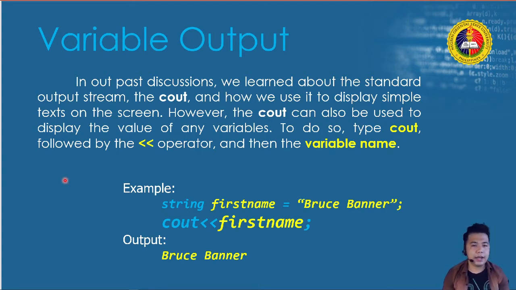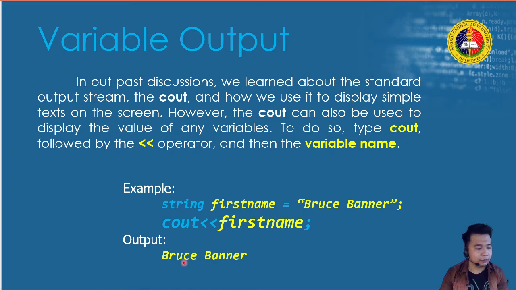However, the cout can also be used to display the value of any variable. To do so, we just have to type cout followed by the output operator, which is the two open angle brackets, and then the variable name. So for example, our variable is string, that is the data type, and then the variable name or the identifier is first name, and then the value is Bruce Banner. To display the value of the first name, which is Bruce Banner, we just have to type cout and then the open angle bracket operator and then first name and of course our terminator, the semicolon.